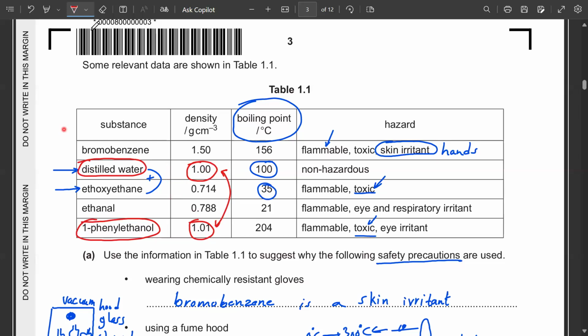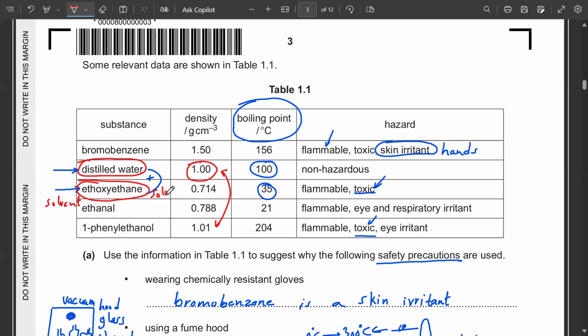Oh, my mistake. Yeah, you're saying exactly. You are correct. The solvent is ethoxyethane. This is the solvent. Isn't it 1-phenylethanol and ethoxyethane?